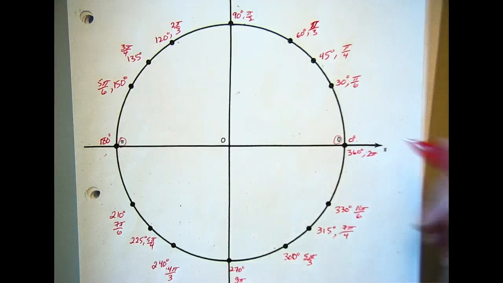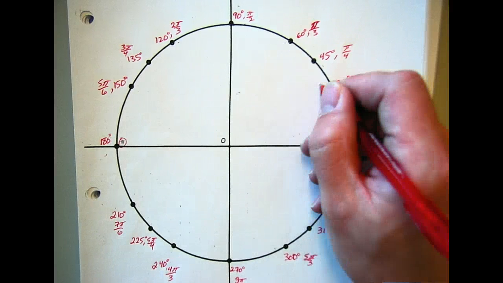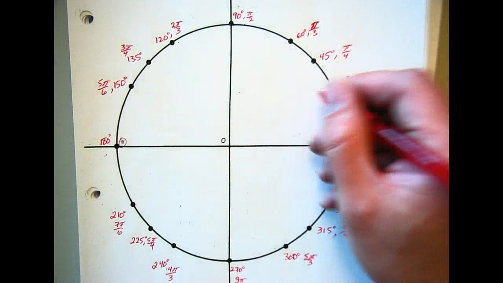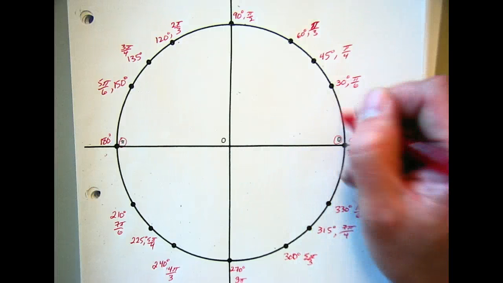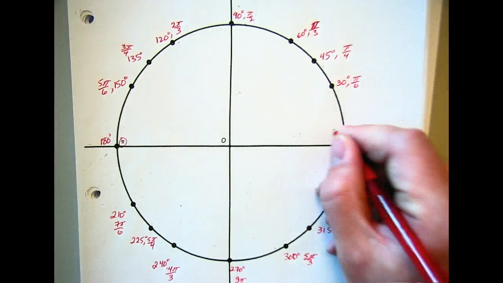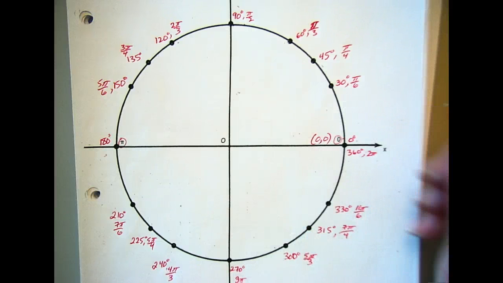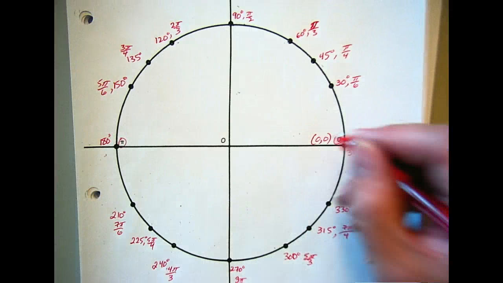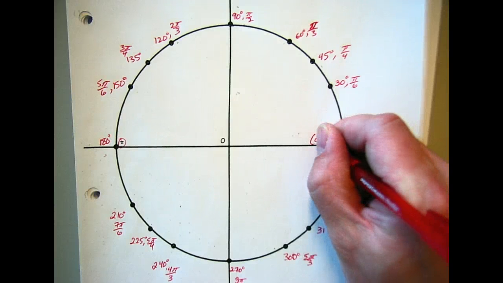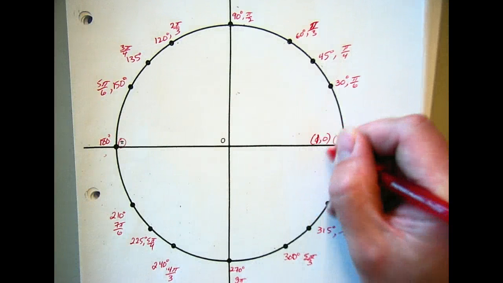All right, so then we go to our coordinates. I'm going to put our coordinates right here on the inside. That way they're a little easier to see. But, hey, this is obviously 0, 0. Okay? Should be, oh, 1, 0. 1, 0.